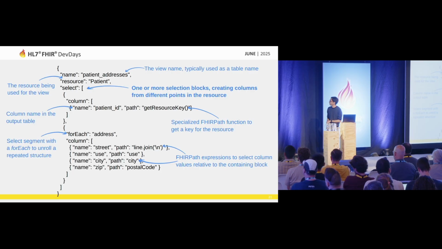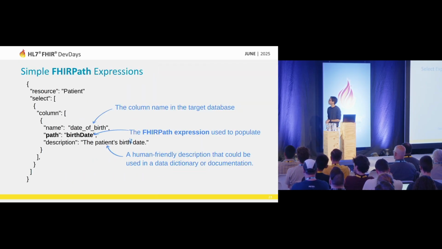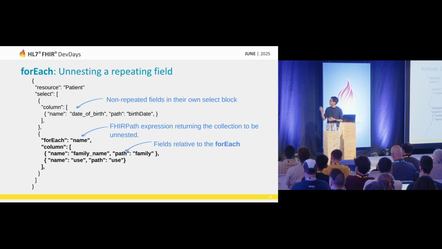The main part of a view definition is the select expression. This is what really encodes the flattening choices. View definitions leverage simple FHIR expressions. And so if you are familiar with FHIR, it's a very natural fit to write select expressions using FHIR expressions. And we use the forEach stanza, which unnests the repeated fields. So this is how we solve that unnesting array problem.